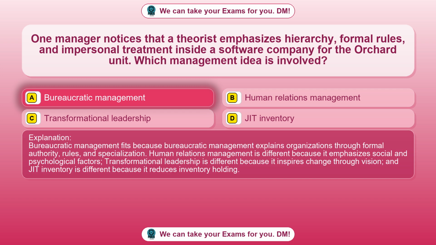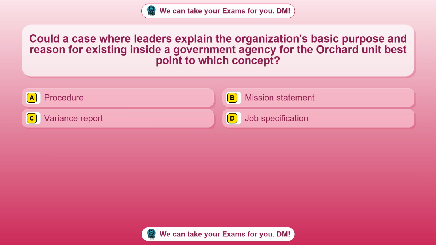Bureaucratic management fits because bureaucratic management explains organizations through formal authority, rules, and specialization. Human relations management is different because it emphasizes social and psychological factors. Transformational leadership is different because it inspires change through vision, and JIT inventory is different because it reduces inventory holding. Question 55. In a case where leaders explain the organization's basic purpose and reason for existing inside a government agency for the Orchard unit, which concept does it best point to?